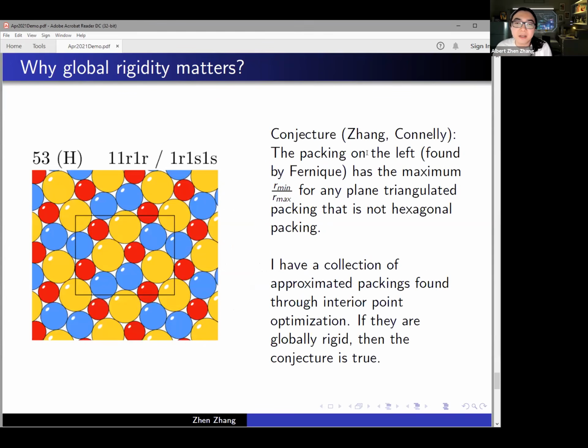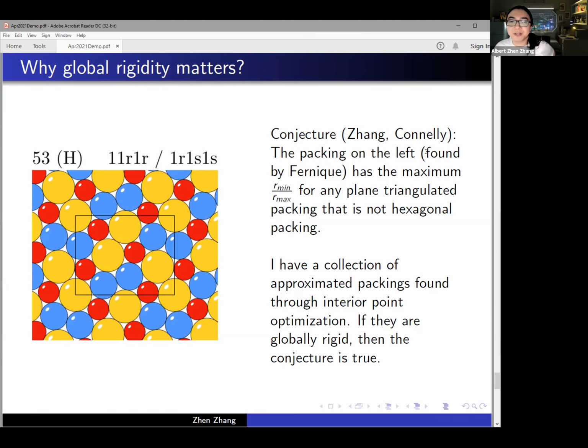Here's a conjecture. The packing on the left found by Fernique has the maximum uniformity for any plane triangle packing. That is not hexagonal. I think the radii ratio of Rmin over Rmax is about 0.651. It looks very wild. Why would this conjecture ever be true?